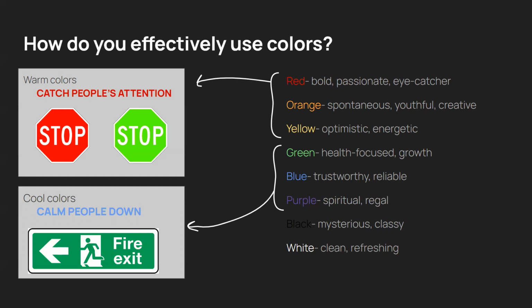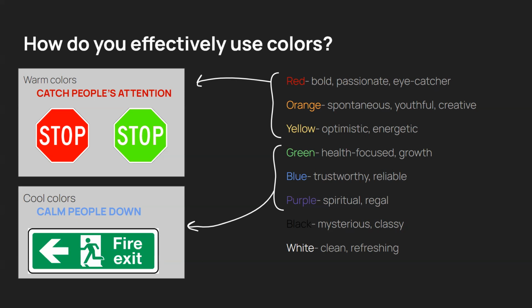Okay, continuing from warm colors, if you want to use a color that catches people's attention immediately, these three are the ones to use. Okay, red, of course, there's a stop sign example. It's bold, passionate, it catches your eye immediately. Orange, a creative color, it's youthful. It's also creative. Think of brands such as Custom Ink, Etsy, and yellow. I think this is one of the other eye catchers. It's also optimistic and it's energetic.